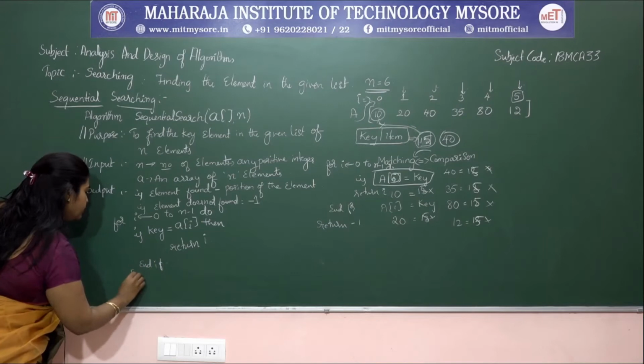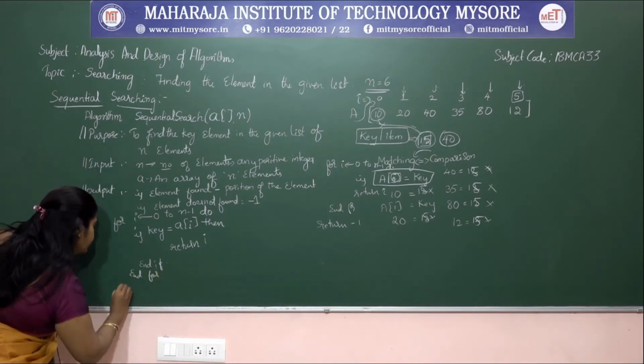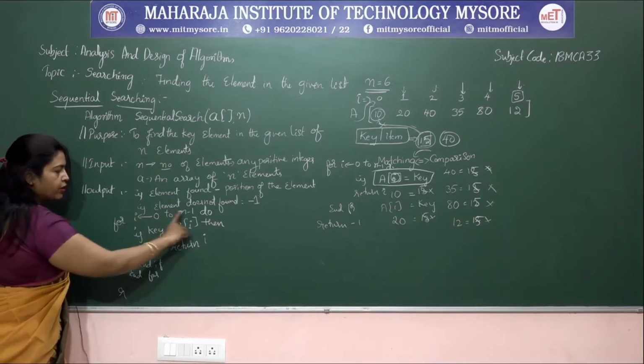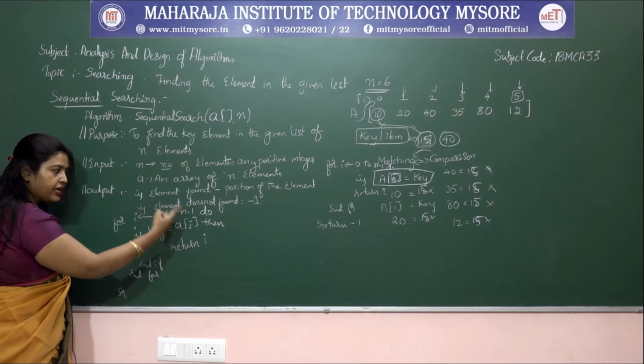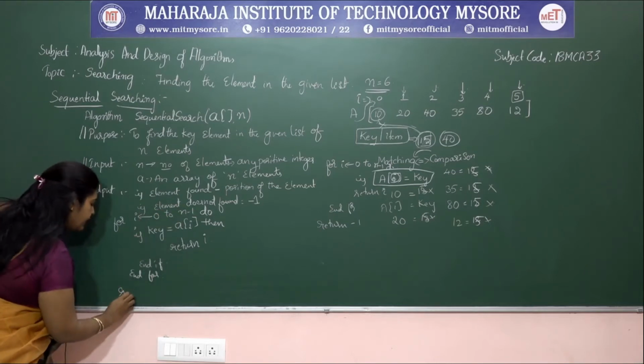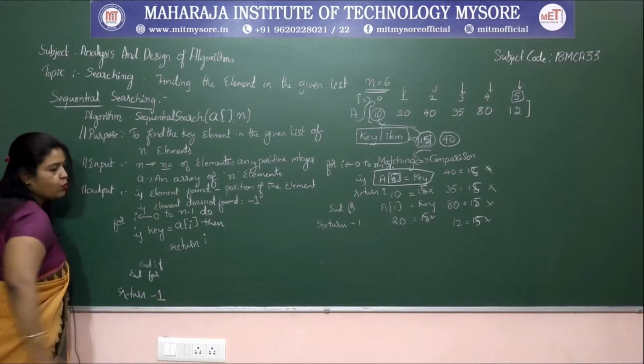end if, end for. Finally, if the for loop continues and reaches the end, and the element is not found, then return -1.